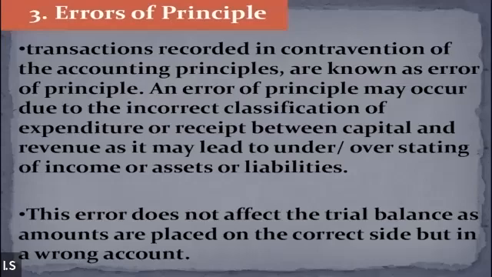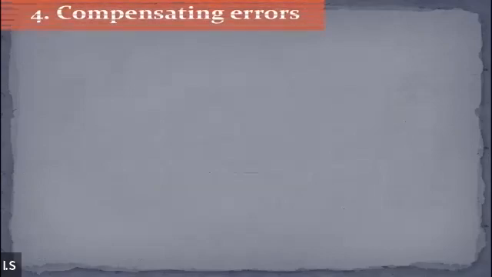And error of principle may occur due to incorrect classification of the expenditure or receipt between capital and revenue, as it may lead to under or overstating of income, asset or liability. This error does not affect the trial balance, as amounts are placed on the correct side but in the wrong account.